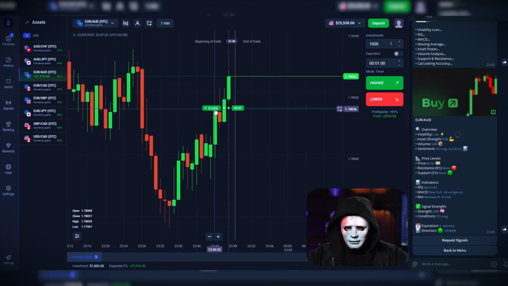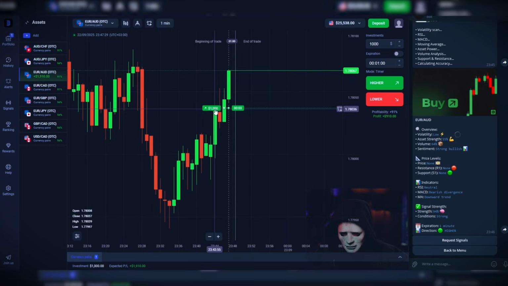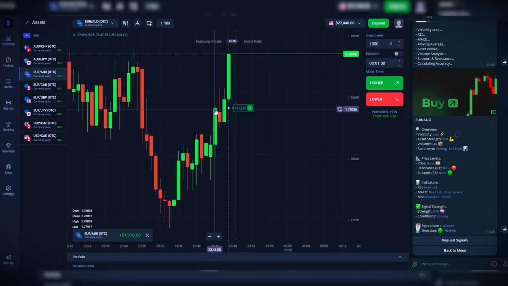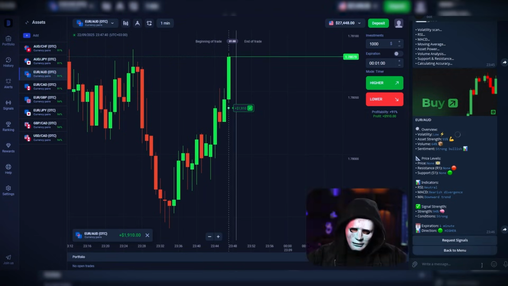Of course, there are certain macro news events that the bot doesn't have time to take into account, since it works exclusively based on indicators. Look at how sharply we went up right after I entered the trade. That's plus $1,910.